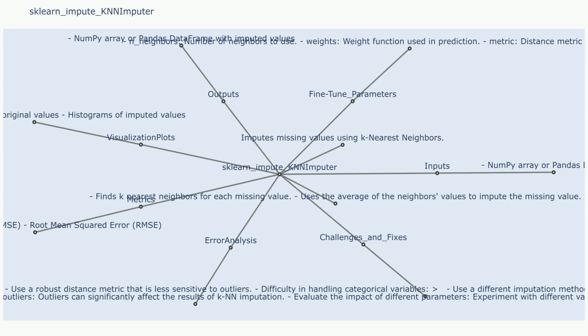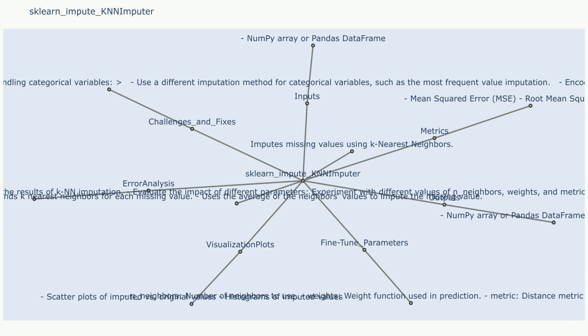Uncertainty methods: confidence intervals. You could calculate confidence intervals around the imputed values to indicate the level of uncertainty associated with the imputation. Ensemble methods: use multiple KNNImputers with different parameters and combine their predictions to estimate the uncertainty.